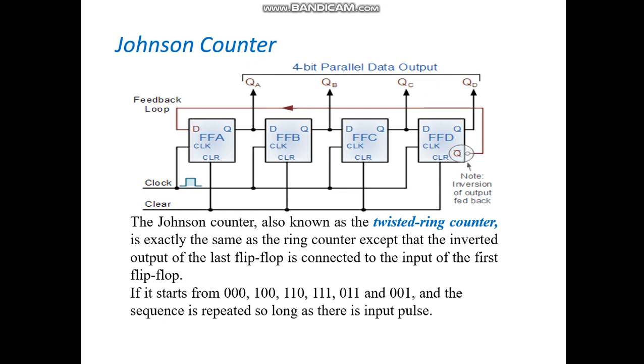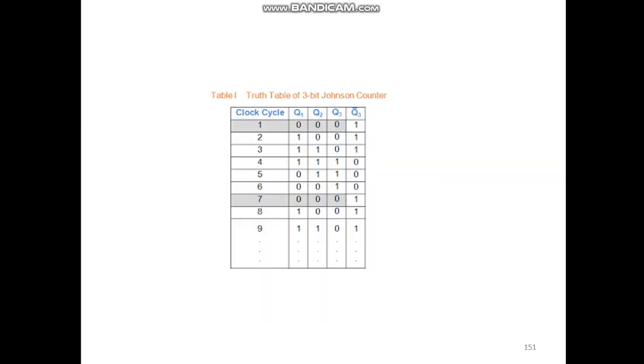Next is the Johnson counter. The Johnson counter, also known as the twisted ring counter, is exactly the same as the ring counter, except that the inverted output of the last flip-flop is connected to the input of the first flip-flop. If it starts from 0000, then this sequence is repeated as long as there is an input pulse. So the Q bar value is connected to the input. That is the Johnson counter.